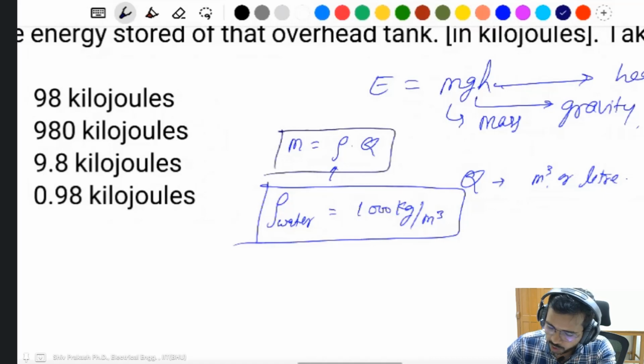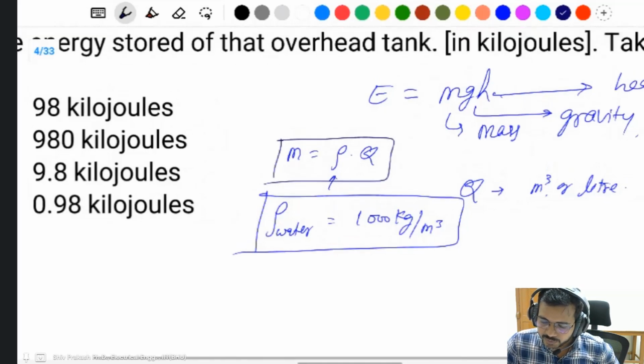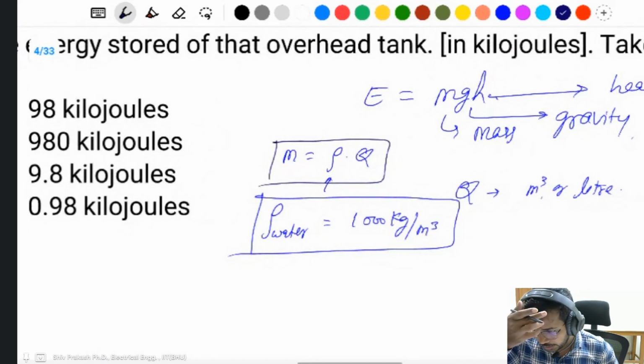And m, how to calculate m? m is density times volume. 1000 kg per meter cube is the density, and Q is the volume quantity in meter cube also. That's why m is in kg. You multiply this by Q, and it is given in kg. g is the gravity of 9.8 meter per second square, the acceleration, and h is the overhead.